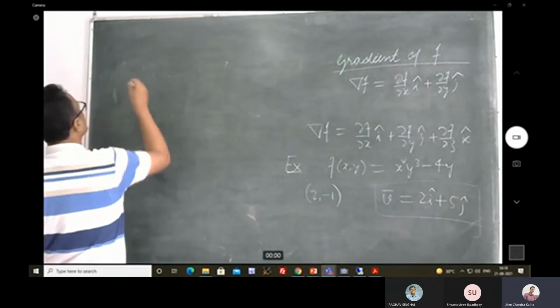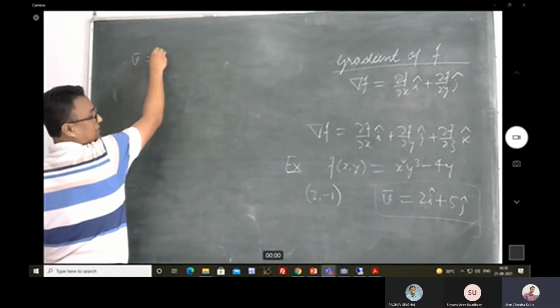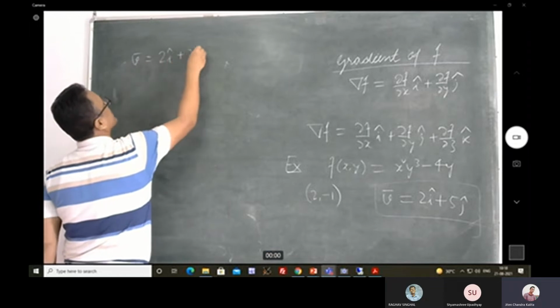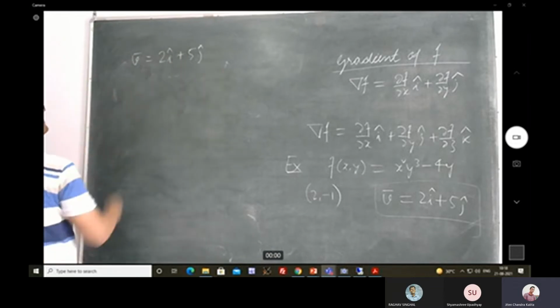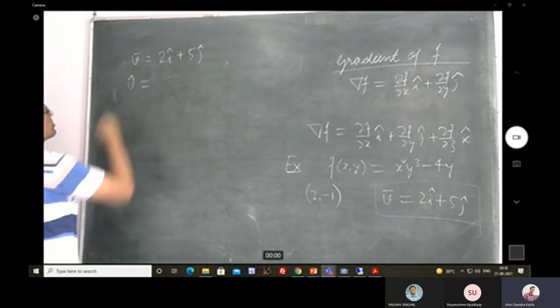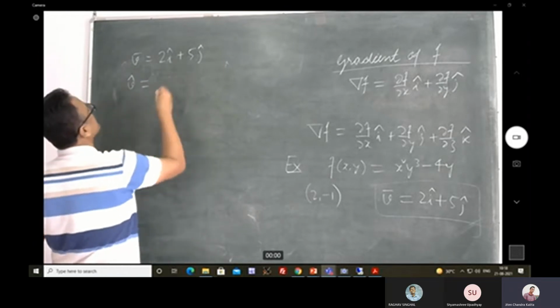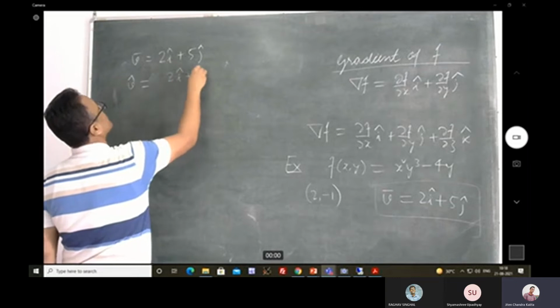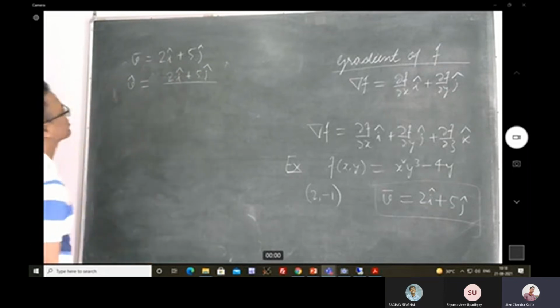So firstly, v is given as 2i plus 5j. I'm going to find the unit vector along v, and that is simply going to be given by 2i plus 5j divided by the magnitude, which is square root of 4 plus 25, that is square root 29, right?